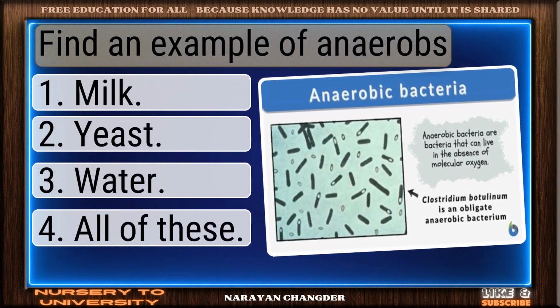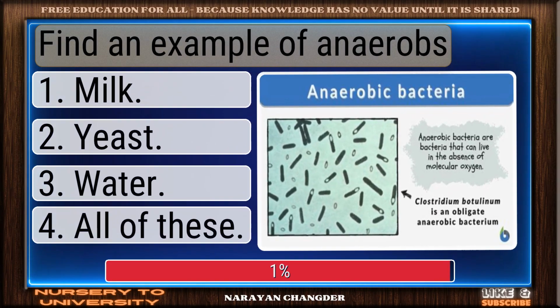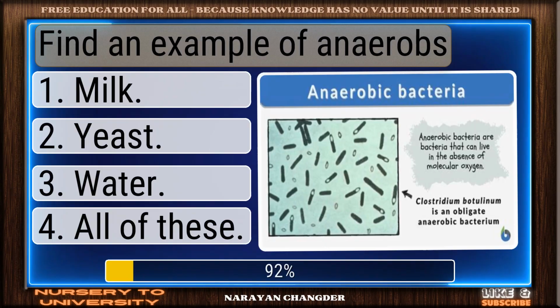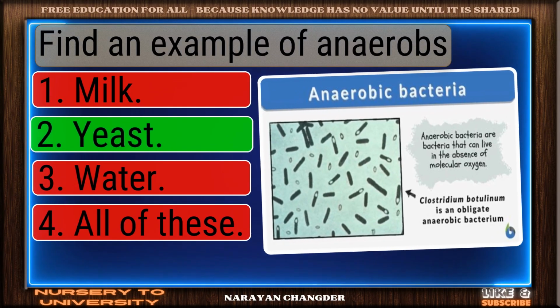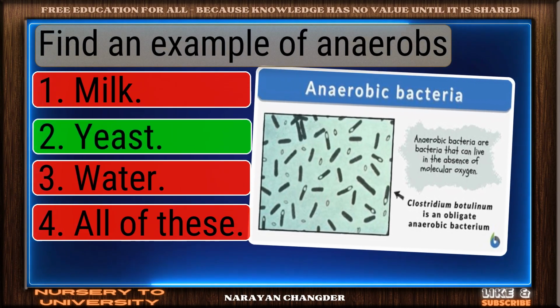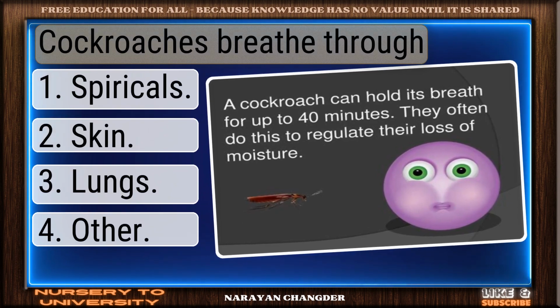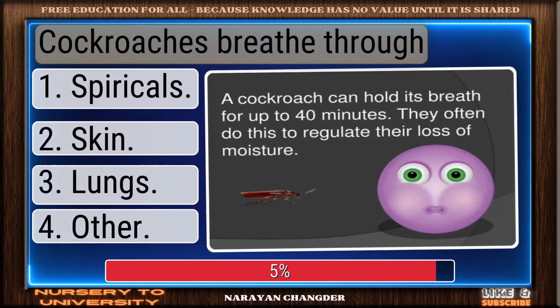Question number 244. Find an example of anaerobes. Well picked. Yeast is the correct answer. Question number 245. Cockroaches breathe through.